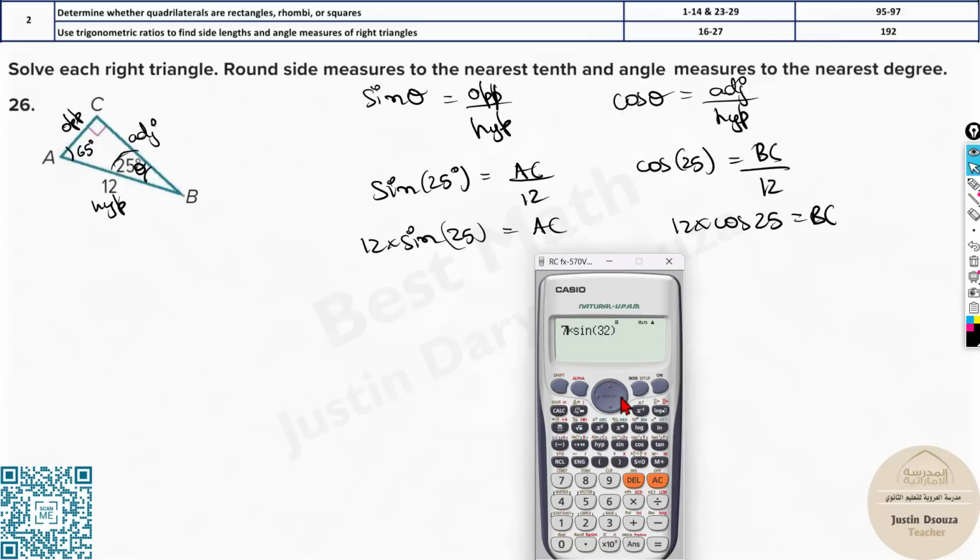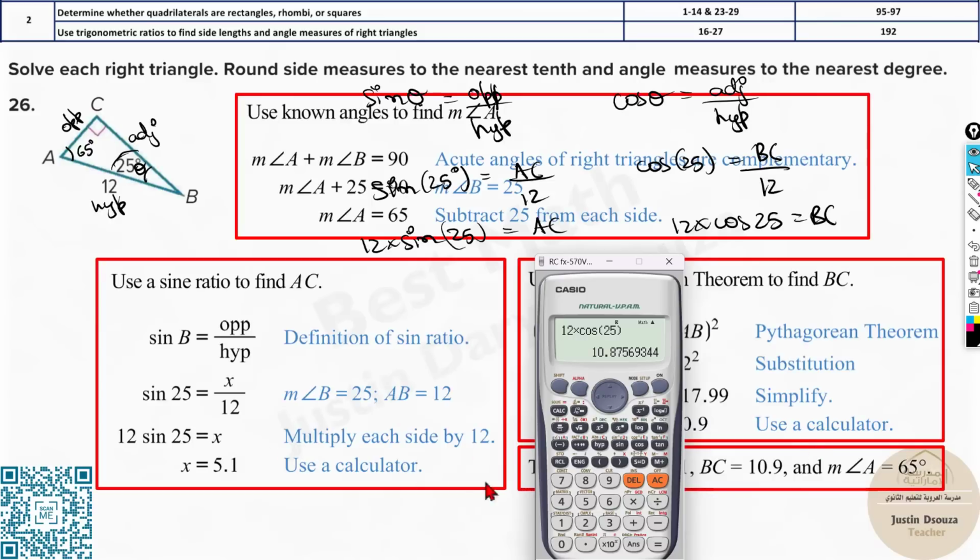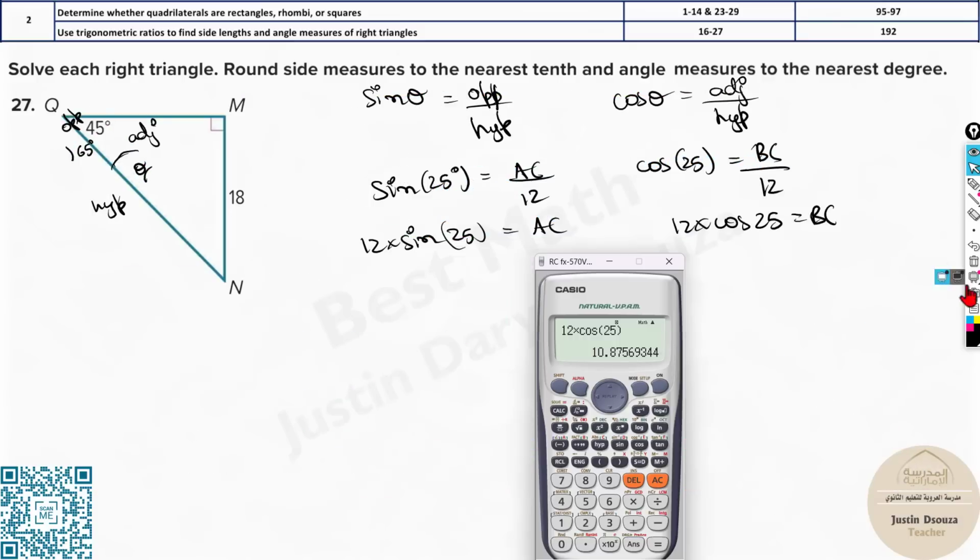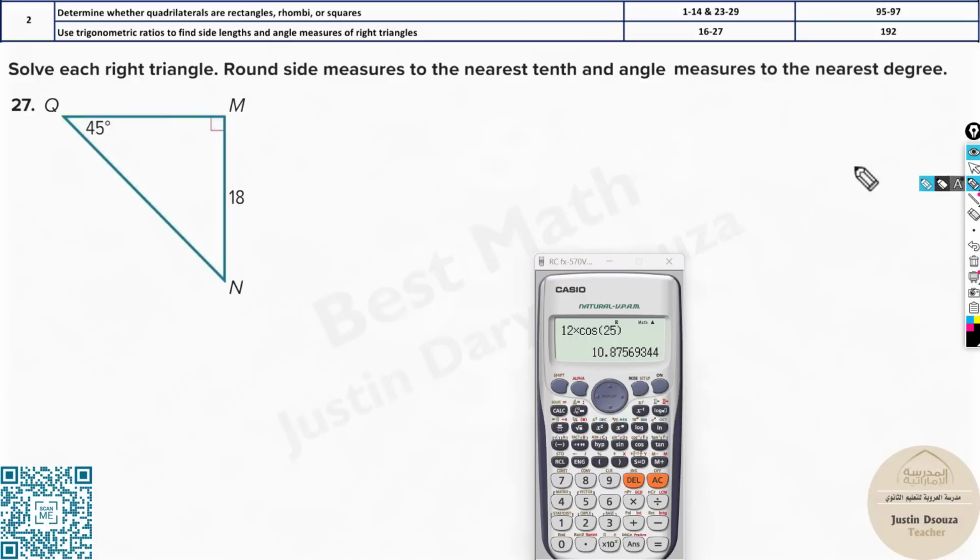So here it is 12 times sine 25, that is equal to 5.07, that will be 5.1, and just change this to cosine. This will be equal to 10.9 because 87 makes it 9. So it is 10.9 and 5.1. You can see these are the two answers. And over here it was 65 degrees. Yes, as it is.